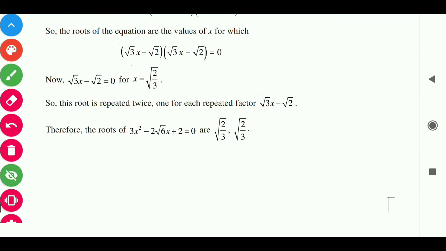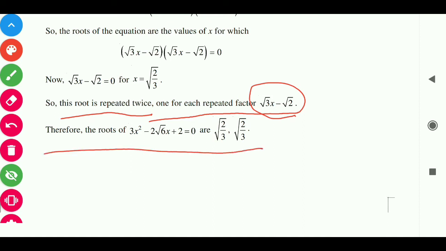Since the solution roots of the equation are same, the root is repeated twice, one for each repeated factor, root 3x minus root 2. Therefore the roots of the equation are root 2 by root 3 and root 2 by root 3.